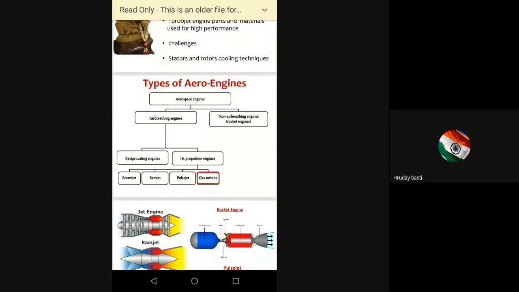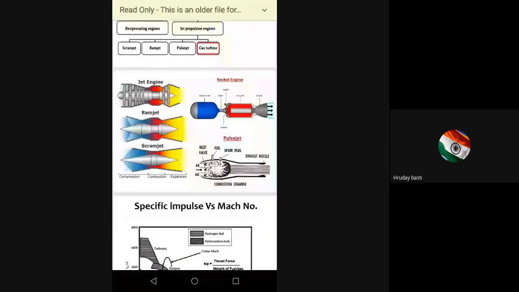So in that we have gas turbine engine, which is our main focus today. Then we have pulse jet engine, ramjet engine, and the scramjet engine. So depending upon the Mach number, we are going to distribute these engines. So we'll discuss what is the Mach number and how these engines are differentiated. And before that, we'll discuss the working.